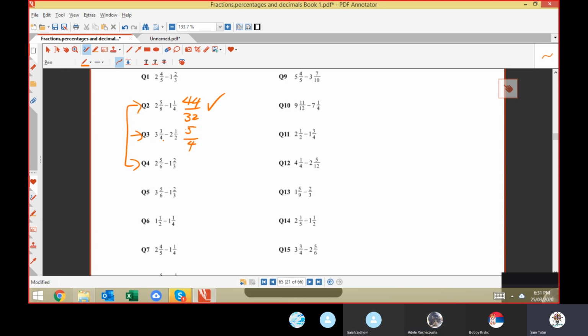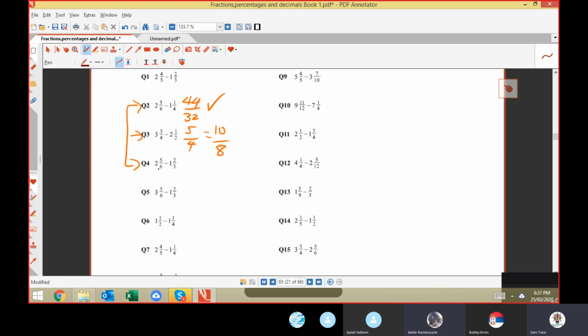Let's have a look. 3 times 4 is 12. I got 10 over 8, which is the same as 10 over 8. All right, that's good. What about Isaiah? Did you get question 3 out yet? What did you get? Simplify it down to 5 over 4 as well? Good. And we'll do this last one together.